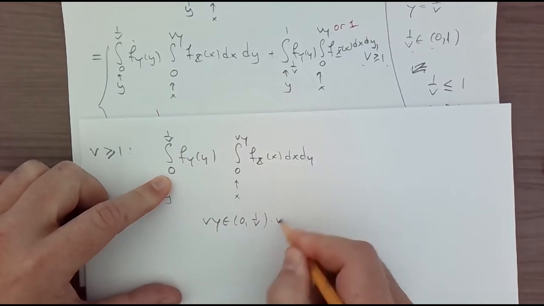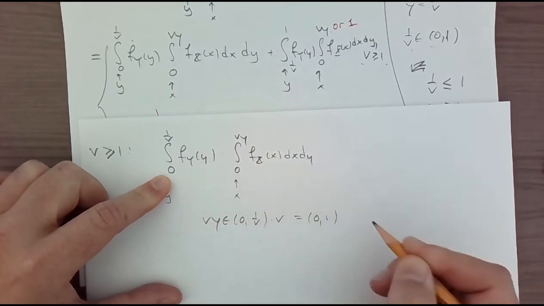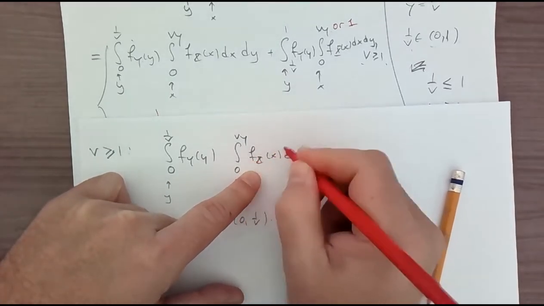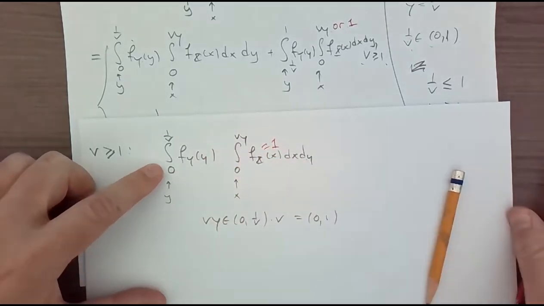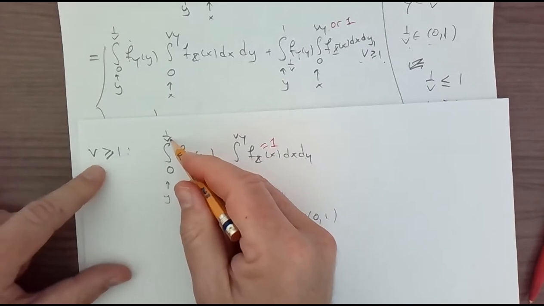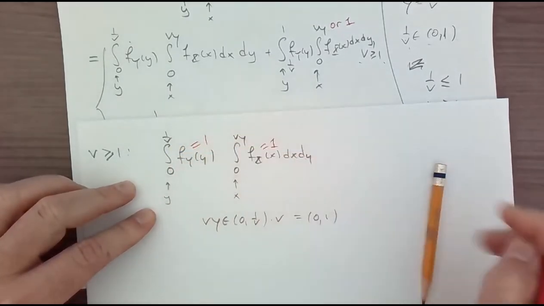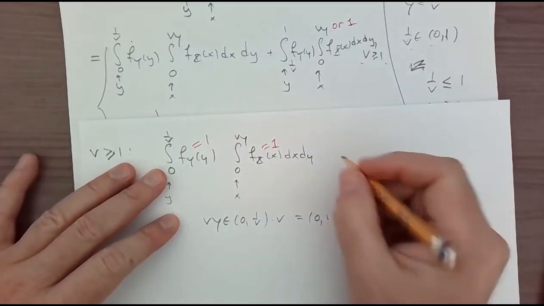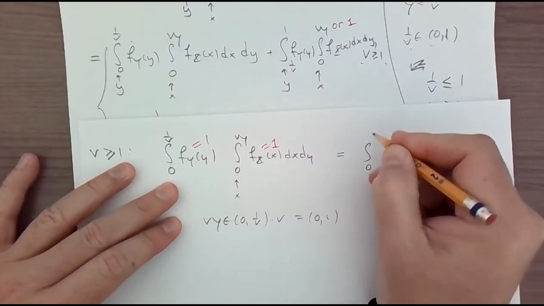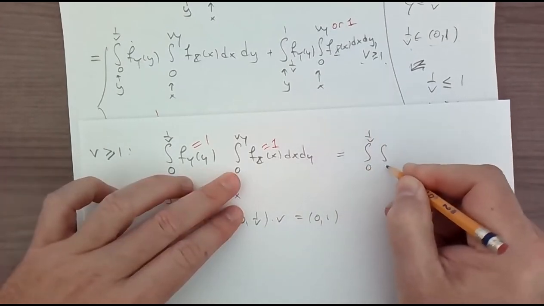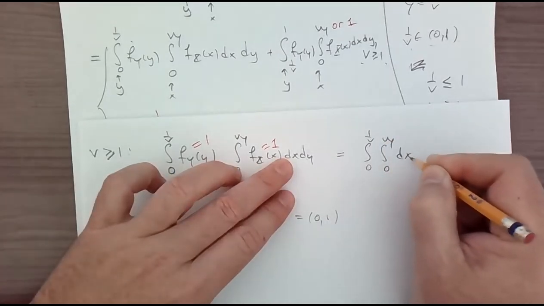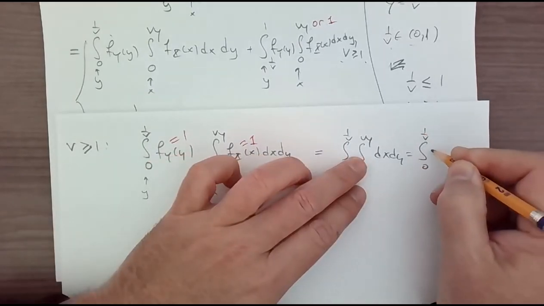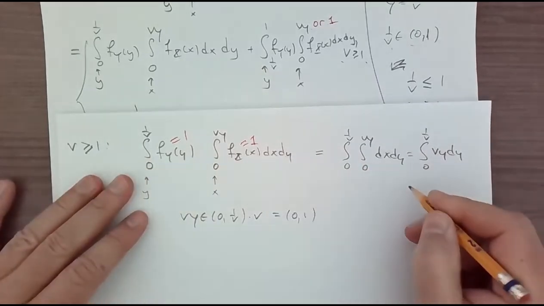So y's are between 0 and 1 over v, and vy is in this thing times v. So this is 0 to 1. That means I can put a 1 here. So this thing here is equal to 1. This one over here, v was bigger than 1, so this is also good. That is also equal to 1. So that integral can become 0 to 1 over v, 0 to vy, dx dy.